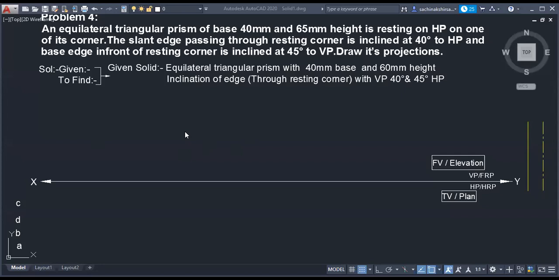Okay. So next question, where is it lying? Is it on HP or is it on VP? On HP. On HP means one of the views will be its true shape, the equilateral triangle. Whether that will be front view or top view? Top view. Above XY line or below XY line? Below XY line. How is it resting on HP? Is it on one of the sides or on a corner? It's a corner.